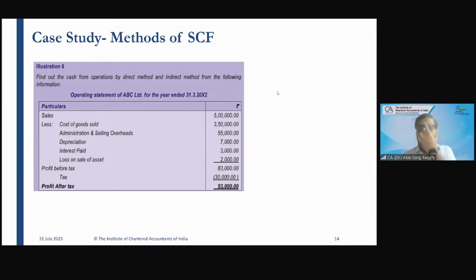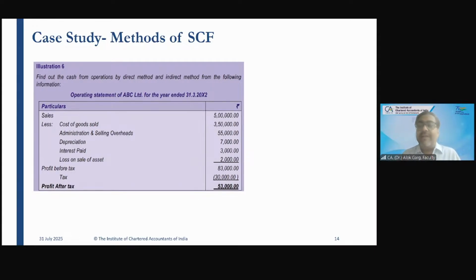So what is your sales? 5 lakh rupees. In the direct method, whether sales are important or cash collection is important? Sir, cash collection is important. In the indirect method, sales are important. Yes. Sales are 5 lakh.